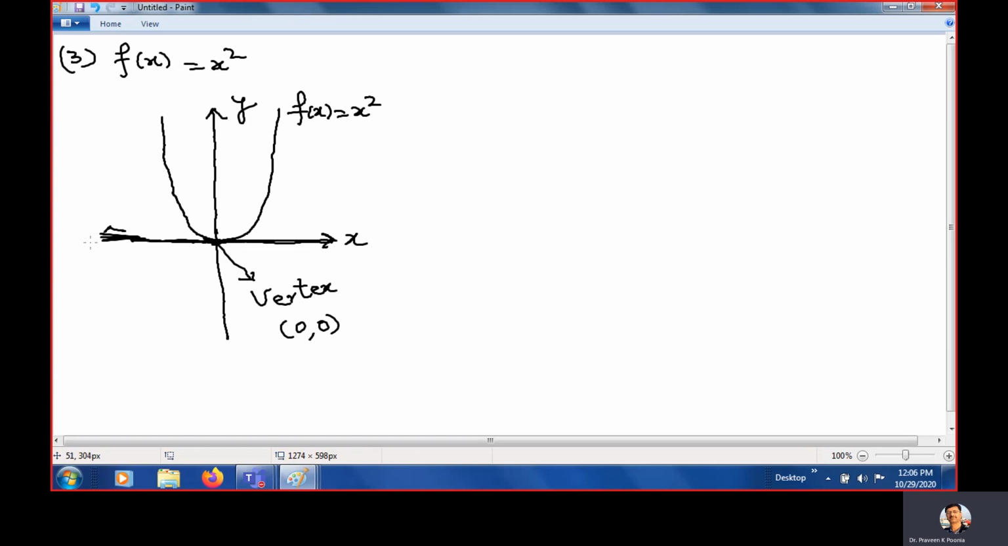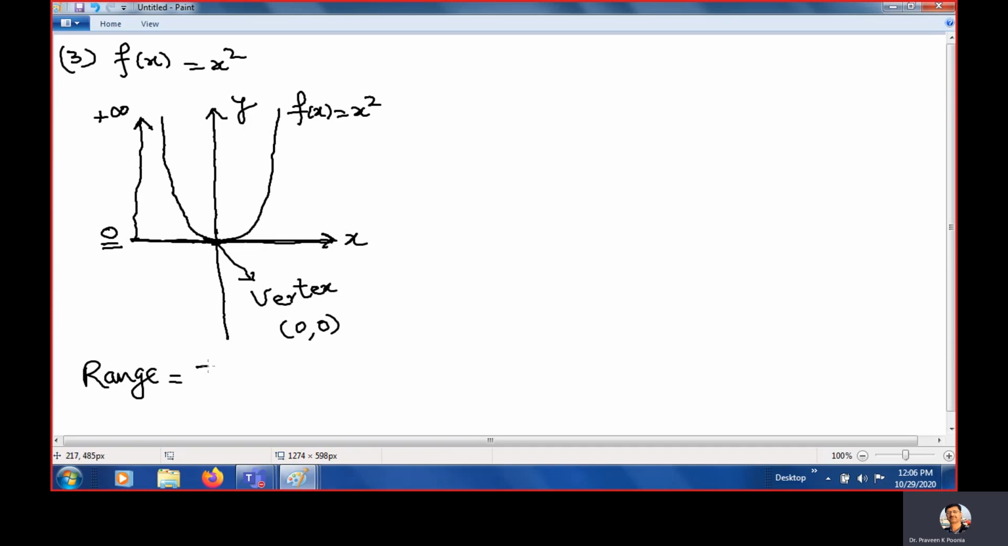This line, the graph is starting. There is no graph below this. Clear? So the graph is going like this, in this direction. And what is this value? This is 0 here. And what is this value? It is plus infinity. So what is the range of this parabola?